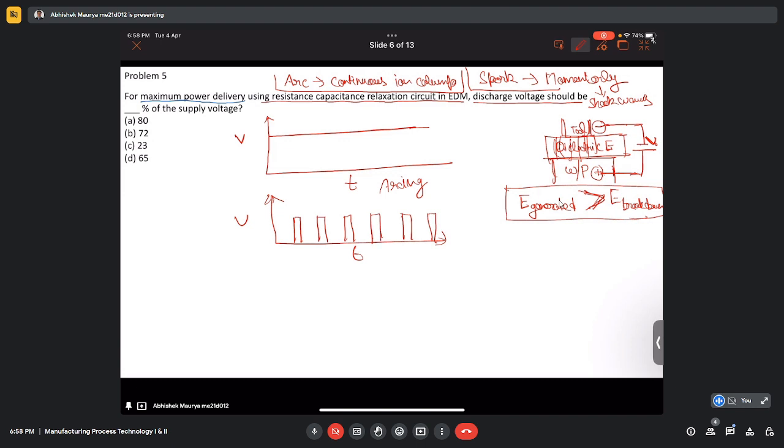Is it clear, or is there some confusion about why we want spark rather than arc in electro discharge machining? Is it clear or is more clarification needed? Please let me know, then only we will move forward. Can you please respond in the chat box? Is it clear up to here? What kind of voltage source are we looking for?